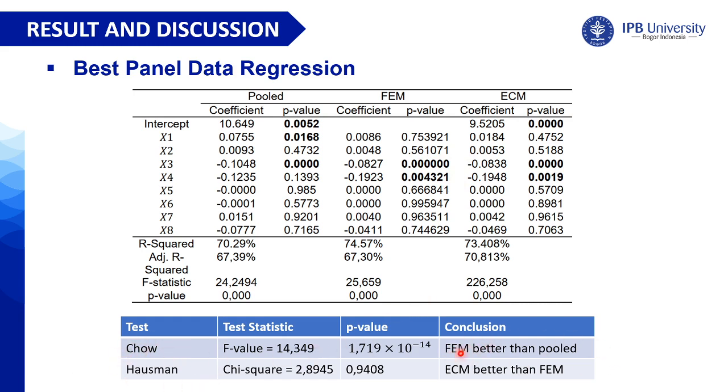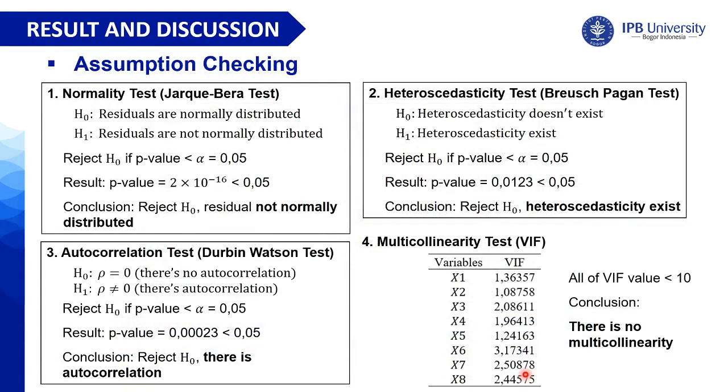In the Chow test, the conclusion is fixed effect is better than pool, and in the Hausman test, the conclusion is the error components model is better than the fixed effect model. So in this situation, the error components model is the best model. After getting the best model, the next step is assumption checking.